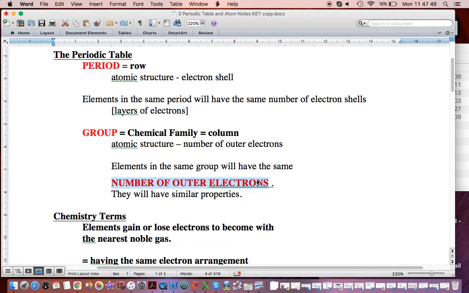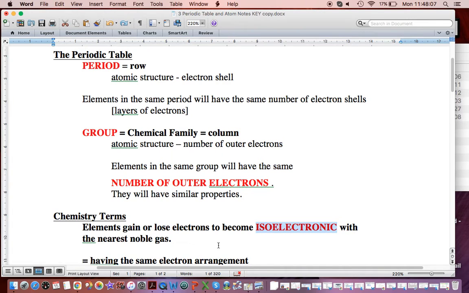Any element in the same group will have the same number of outer electrons. So the alkali metals all have one outer electron, they're group 1. If you look at any element under oxygen, it will have 6 outer electrons because it's group 6. It's that simple, although they give it to you in Roman numerals.